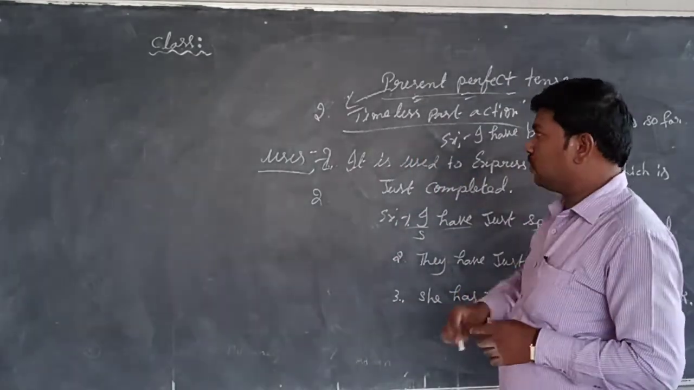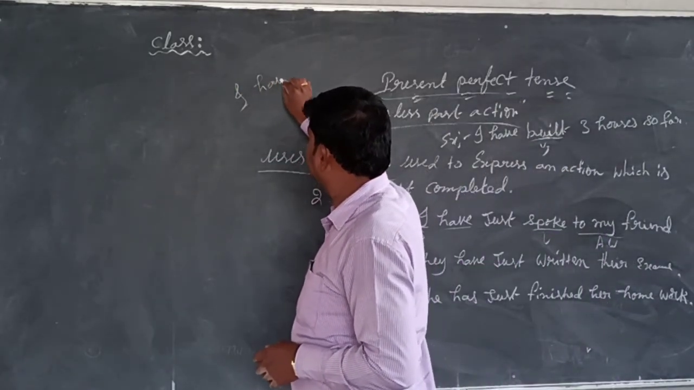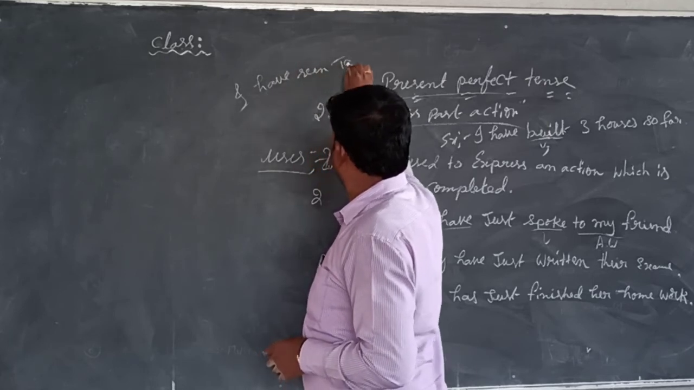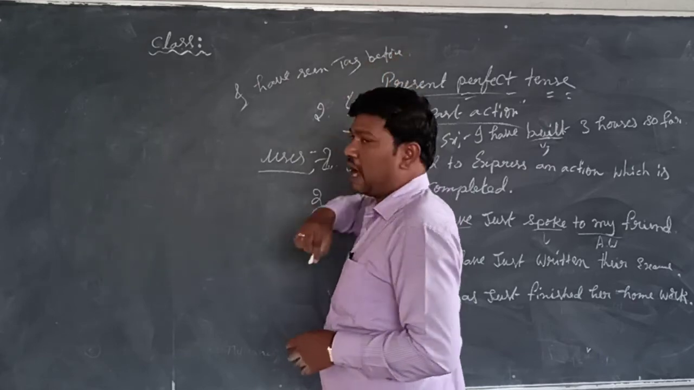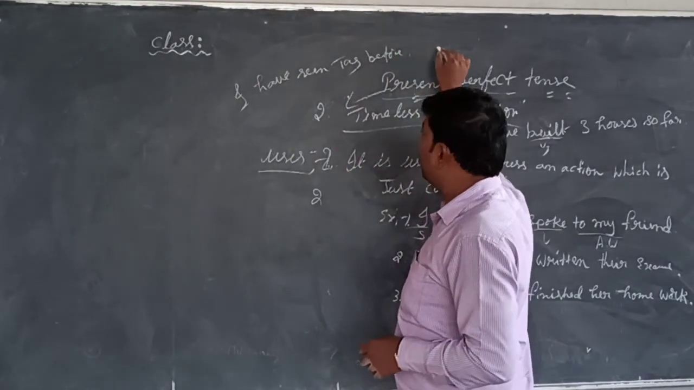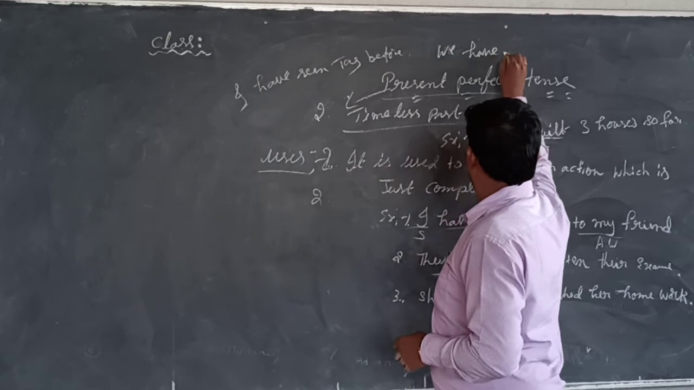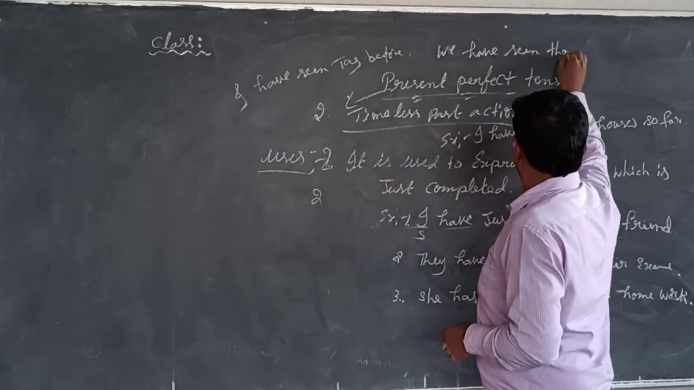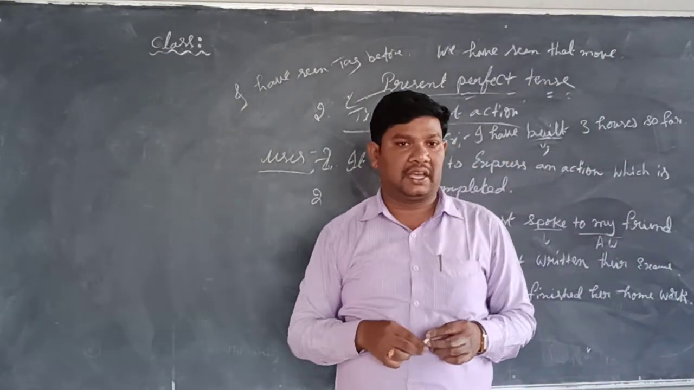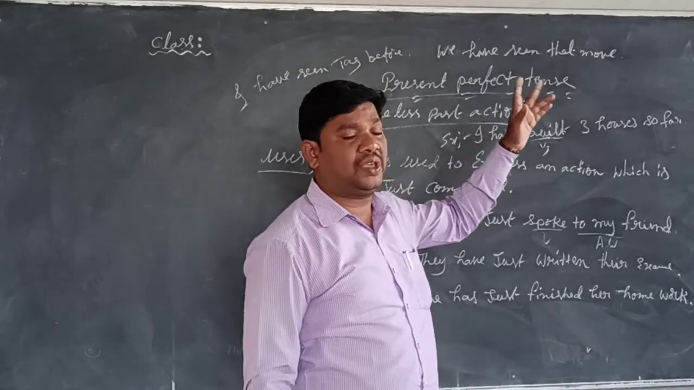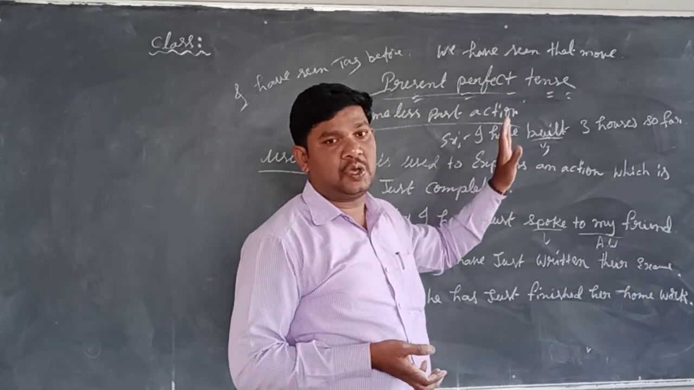And also, another example, I have seen Taj Mahal before, means already I have seen. We have seen that movie, but here we did not mention the time. Like the time adverb, we have seen that movie yesterday. That is wrong. When do we use the time adverb? It is possible only in simple past tense.